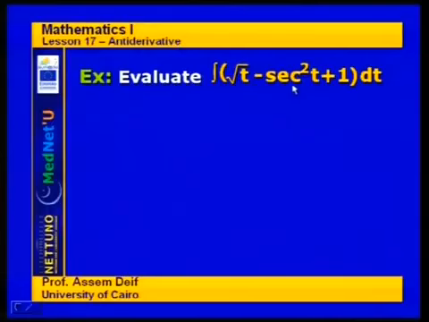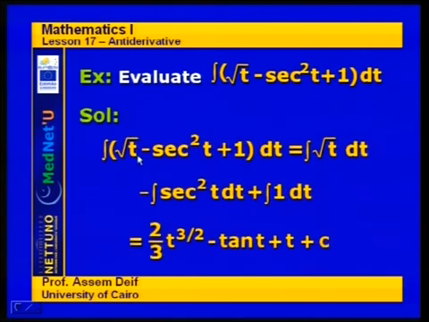Evaluate the integral of the square root of t minus x squared t plus 1 dt. This is exactly what we have just talked about. You separate. This is equal to the integral of the square root of t minus the integral of x squared t plus the integral of 1. The integral of square root of t is equal to 2 over 3 t to the power 3 over 2, because the derivative of this expression here is equal to square root of t, while the integral of sec squared t is equal to tan. Why? Because the derivative of tan is equal to sec squared.